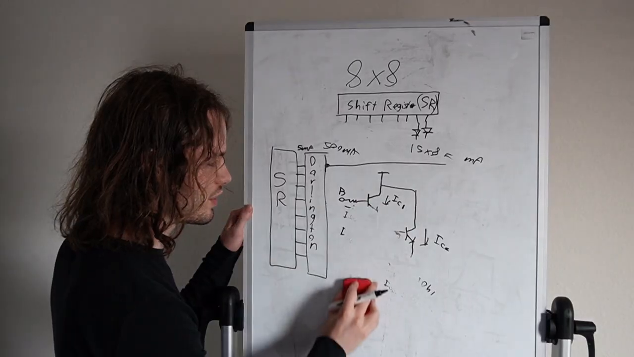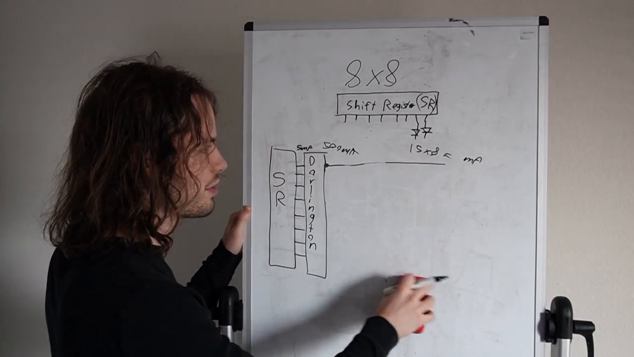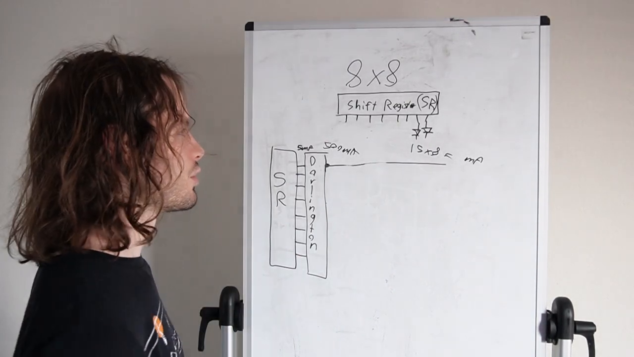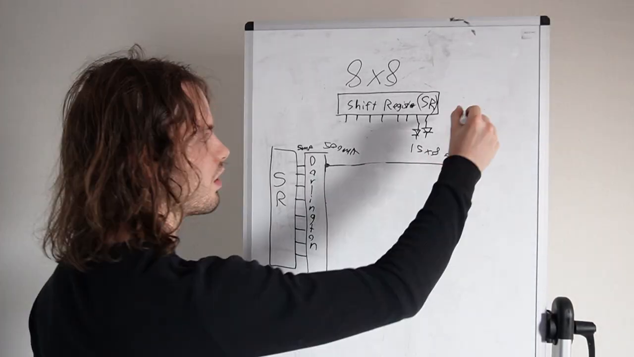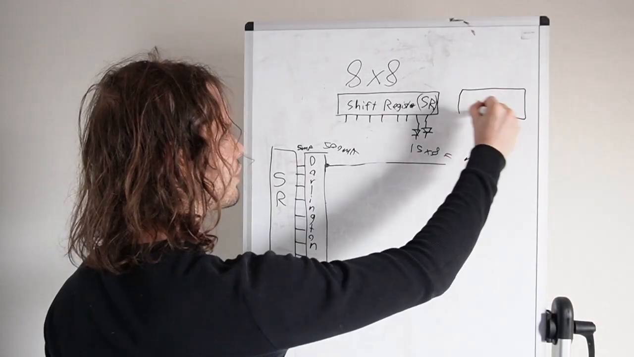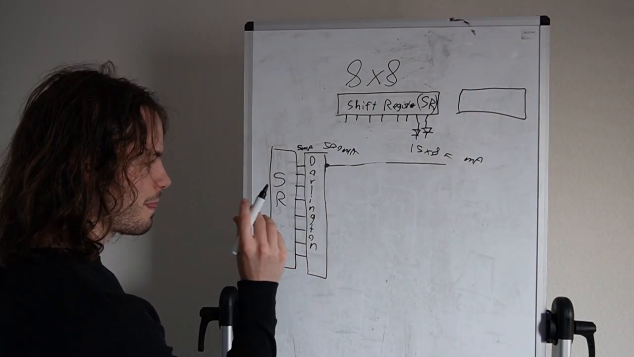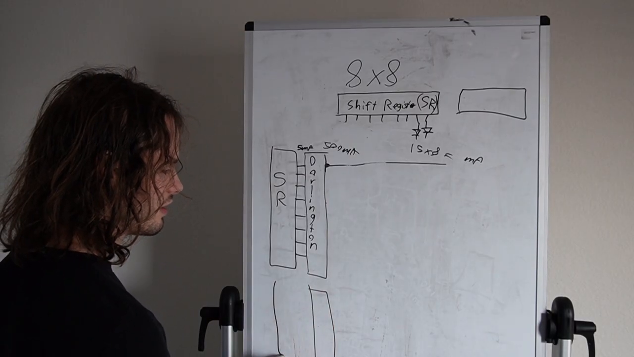So that's why I have a Darlington, and I also want to be able to scale this matrix into bigger matrices. So right now it's 8 by 8, but if I wanted to make this 16 by 16, all I really have to do is just add another shift register, and I would have to add another Darlington and shift register here.